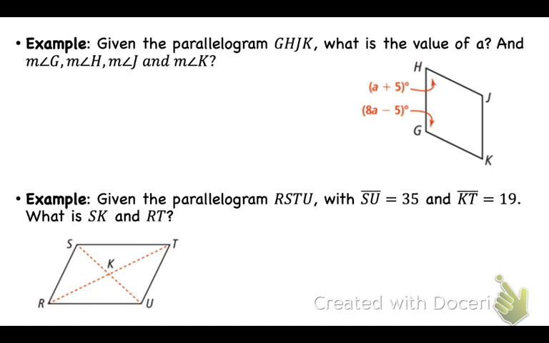Given the parallelogram GHJK, what is the value of A? And what is the measure of G, H, J, and K? You guys want to try this one on your own? Yes. Okay. You're going to use your consecutive angles theorem. Addie, what do those two angles add up to be?